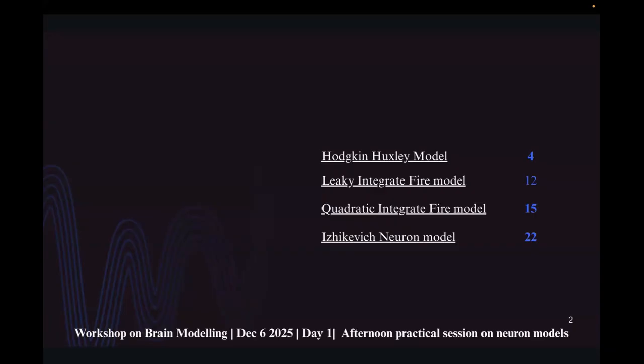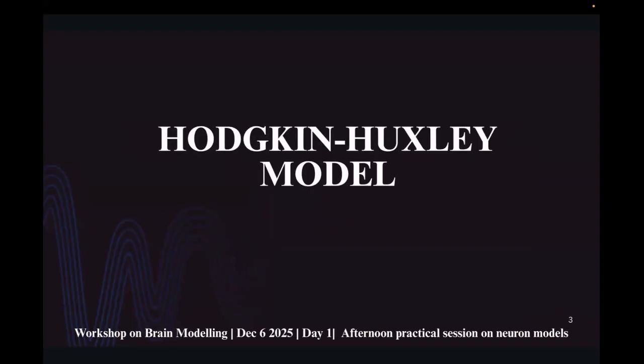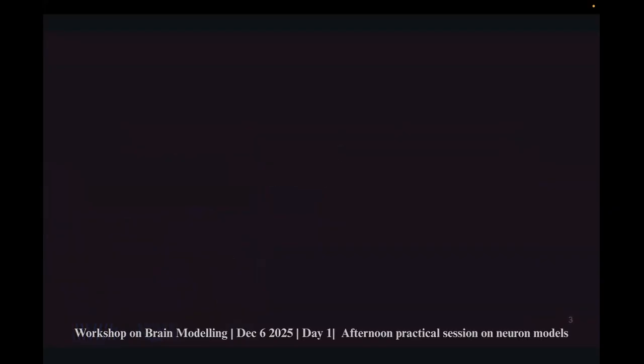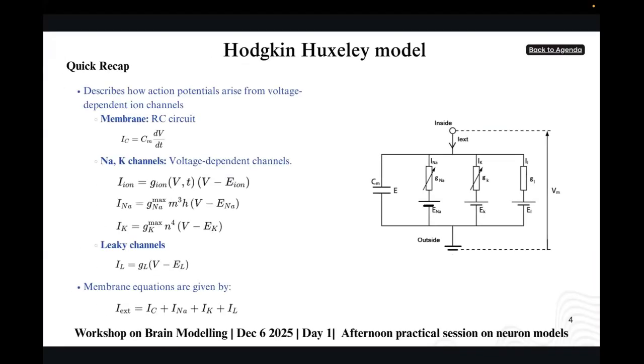Good. So just starting with the Hodgkin-Huxley model. In the morning, I think you guys might have gone through the Hodgkin-Huxley model. It is one of the first neuronal models that was proposed. And the way they have proposed it is more or less using the circuit diagram in a way. That is, we model the entire membrane.